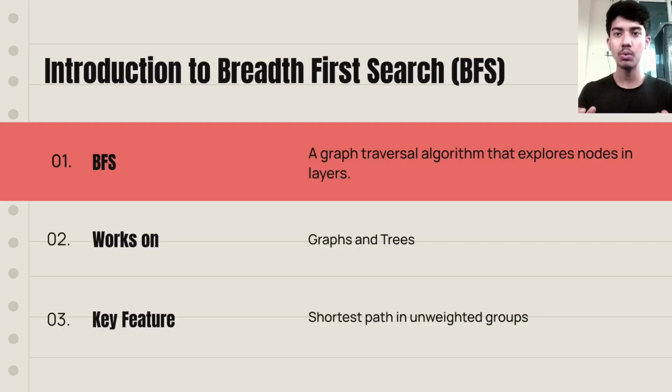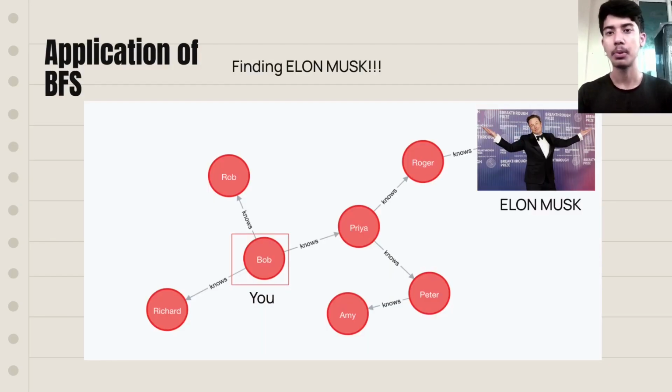Let's take you to a real world example. Suppose you are on a social network and want to find out how closely you are connected to a famous person, let's say Elon Musk. You know some friends who know other people and you want to find the shortest path of connections to reach Elon. This is where breadth first search comes into play. It starts from you and explores all your direct friends first, then it moves on to their friends and so on until it finds Elon. In this example, BFS finds a connection from you to Priya, then to Roger, and then finally Elon, the shortest friend chain.